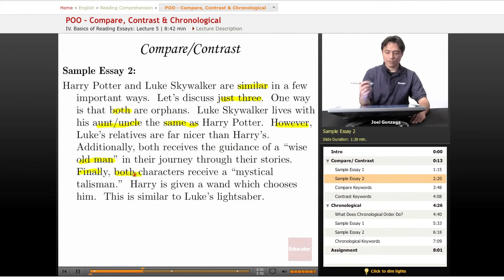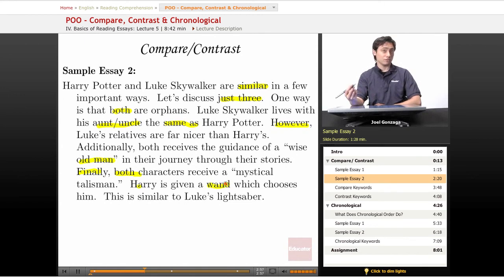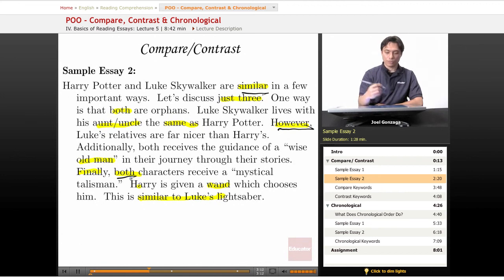Finally, both characters receive a mystical talisman. Harry is given a wand, which chooses him. This is similar to Luke's lightsaber. So let's underline some important keywords here. Well, we've got similar again, and then we've got however, and then we have both.